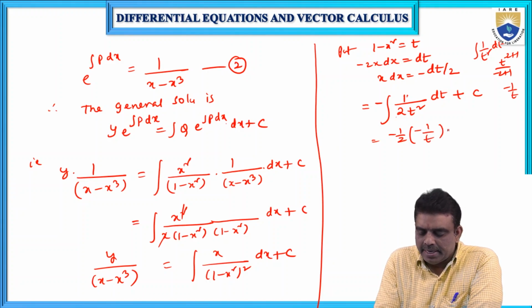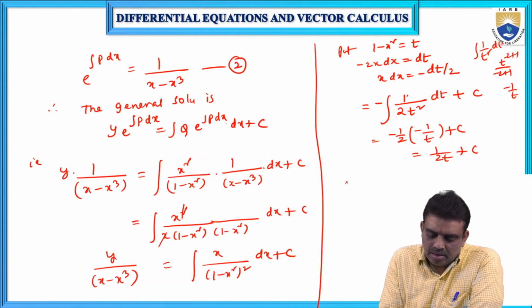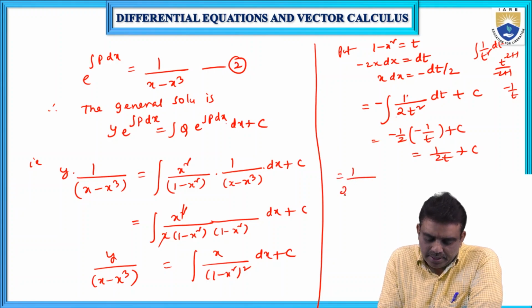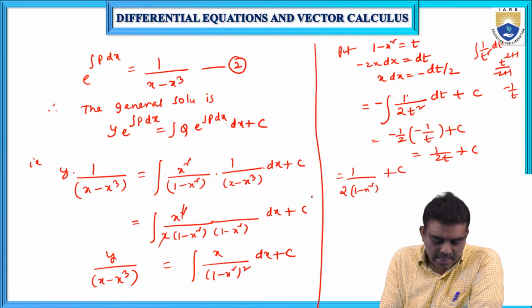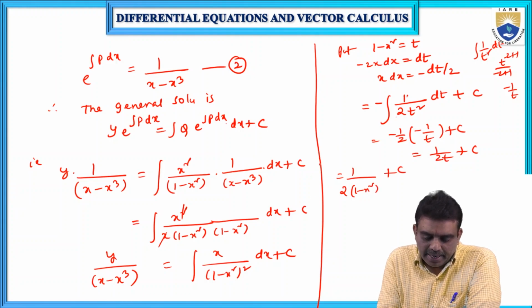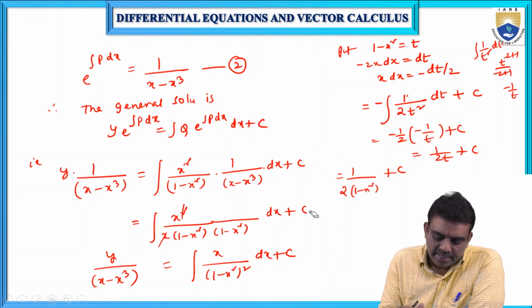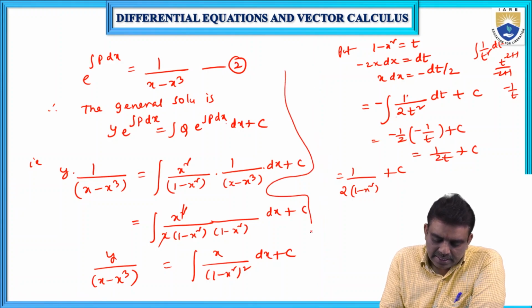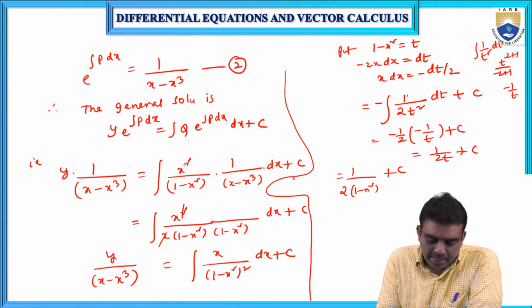So minus 1 by t plus c, or 1 by 2t plus c, or that is 1 by 2 into 1 minus x square plus c. And on the left hand side you have y by x minus x cube.